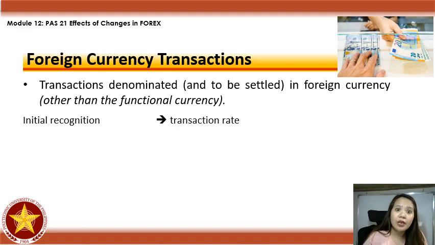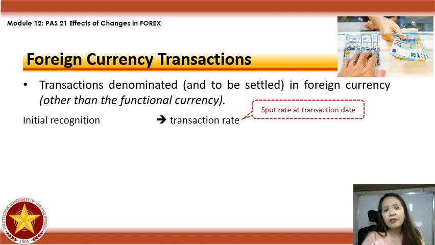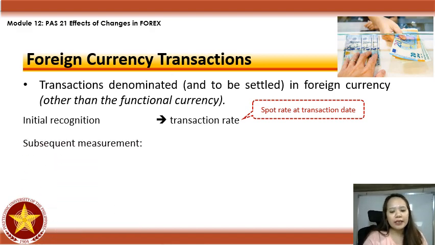So, paano ba mag-translate ng foreign currency transaction? Sa initial recognition, you use the transaction rate or the spot rate at transaction date. The spot rate is, ito yung foreign exchange rate at a given point in time. So, when you say the transaction rate, this is the foreign exchange rate at the date of transaction. Okay. Subsequently, paano mo siya i-measure? Tingnan mo muna kung monetary or non-monetary items.